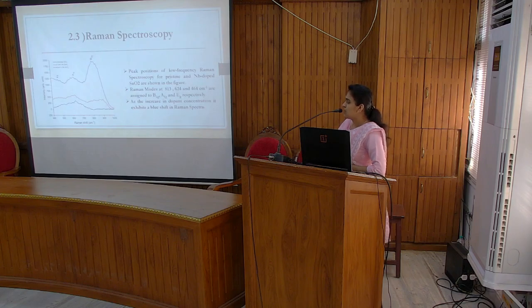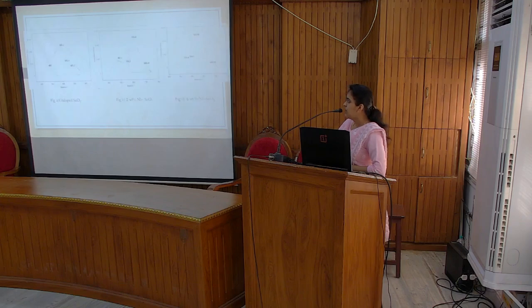These are the Raman spectroscopy results of the pristine and the niobium doped tin oxide samples, and it is seen that at 813, 624 and 464 cm⁻¹, the Raman active modes corresponding to B2g, A1g and Eg are observed. Here also, as we increase the dopant concentration, it exhibits a blue shift in the Raman spectra. In order to get a clear picture, the curves are deconvoluted, and this also indicates the presence of oxygen defects and oxygen vacancies.